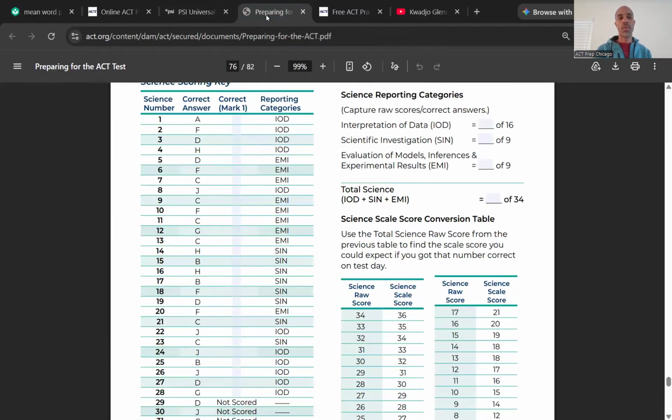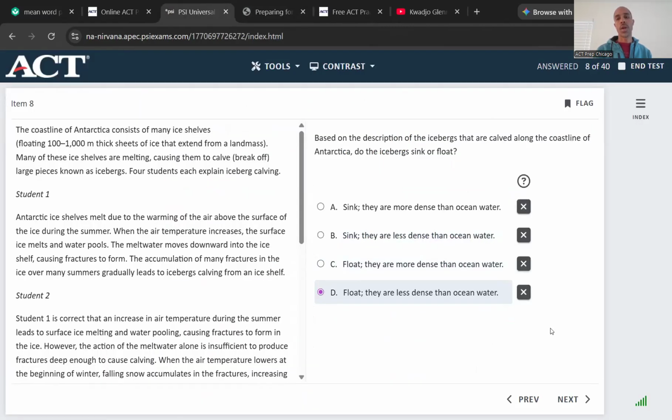Now let's check the answer. Number eight is J. I was correct with that one. J is the same as D, by the way.